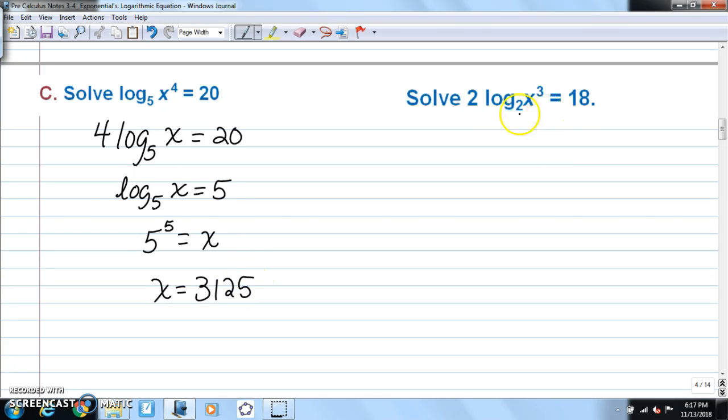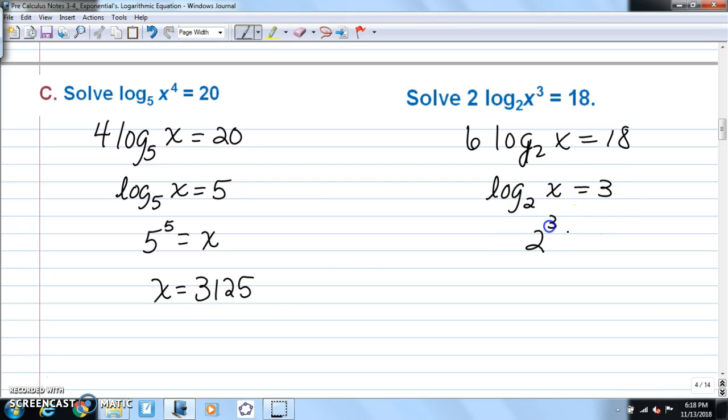Okay, so this one. Again, you could bring this out in front right now, 3 times 2, or you can divide through by the 2 first, doesn't matter. If you bring it out in front to begin with, it's 3 times 2, so it'll be 6 log base 2 of x equals 18. Well then, divide through by the 6, and you get log base 2 of x equals 3. So 2 to the 3rd equals your x, or x equals 8.